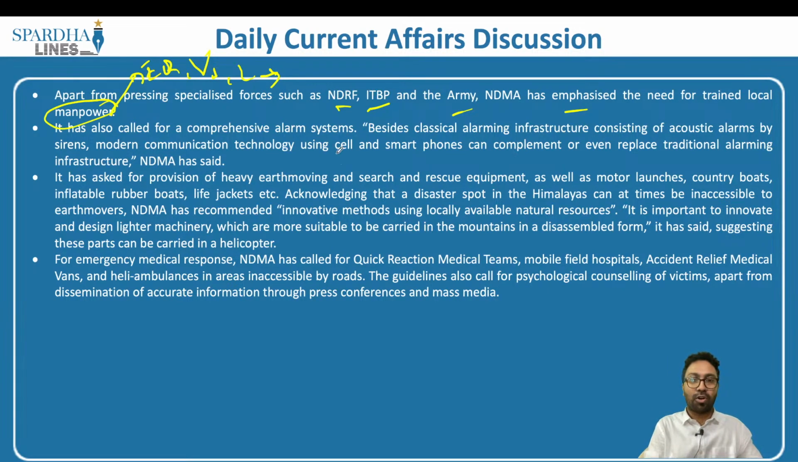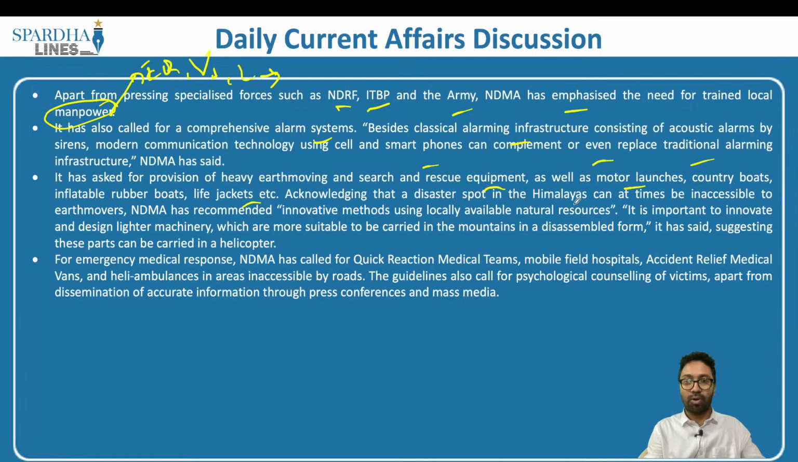It also called for comprehensive alarm systems, besides classifying alarming infrastructure consisting of acoustic alarms like sirens. Modern communication technology using cell phones and smartphones can implement and even replace traditional alarming infrastructure. So in case there is such an issue, immediately people should be notified in that area. So what we require is a comprehensive alarm system. It has asked for provision of heavy earth moving and search and rescue equipment, as well as motor launches, country boats, inflatable rubber boats, life jackets.